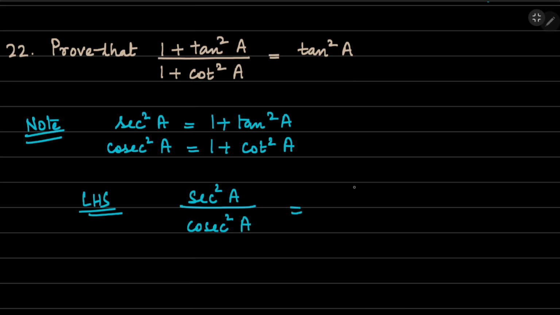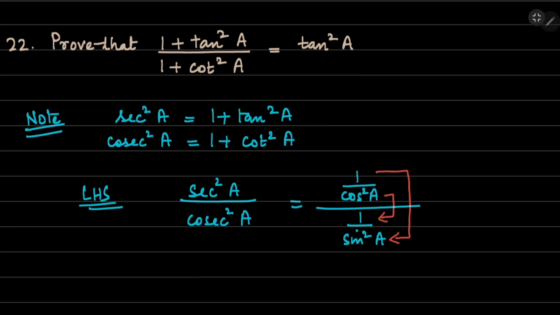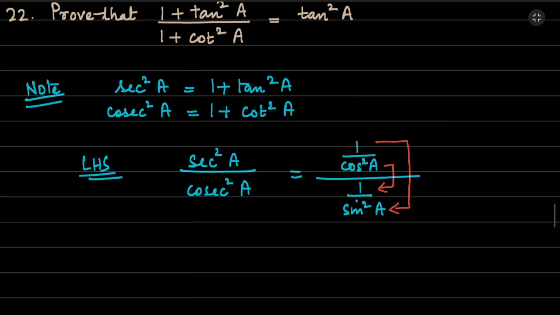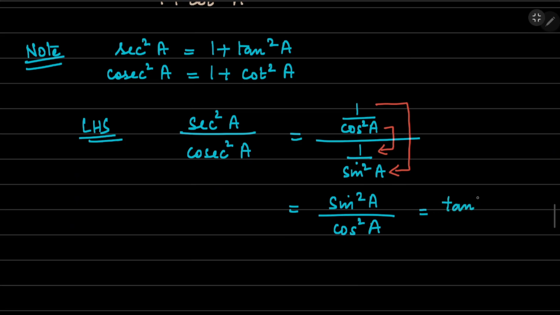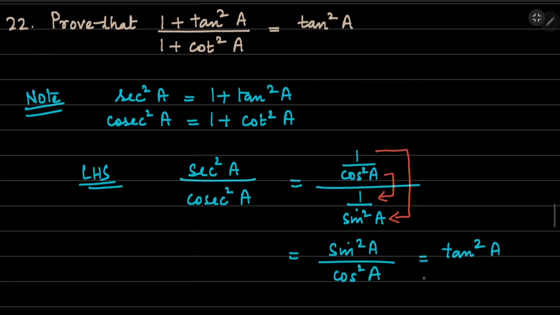What is secant square? It is 1 by cos square, whole divided by 1 by sine square A. Again, the way I told you, multiply the numerator of the above fraction with the denominator of the below fraction. So now what you get is 1 into sine square, which is sine square A by cos square A. What is sine square by cos square? It is equal to tan square A. Hence proved, it is equal to your RHS. Hence proved.